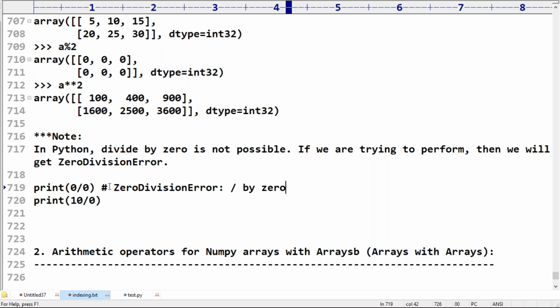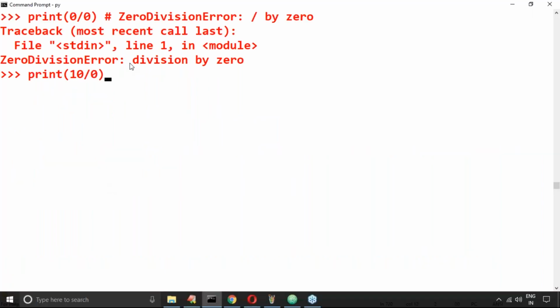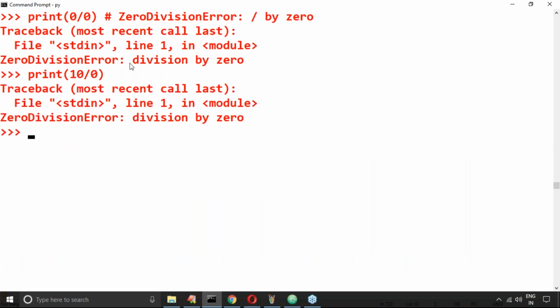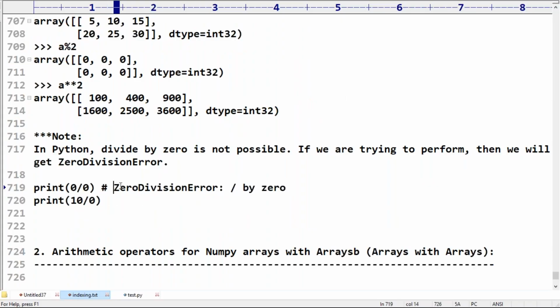Let me show these two things, and then the error we can take. Sir, can you please observe that division by 0? Yes, ZeroDivisionError, division by 0 we are getting. Have you observed? Even in the second case we are getting the same. Any doubt?